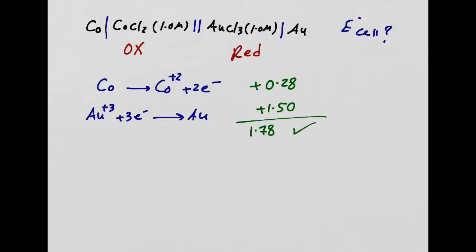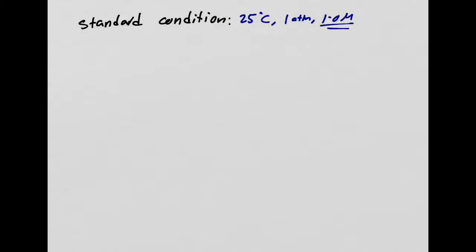All right, so far we can use the SRP to figure out the cell potential of any voltaic cell that I give you. Here's what I want you to pay attention to: so far, everything that we have done has been under standard condition. And what is standard condition again? Standard condition is when you have 25 degrees Celsius, 1 atm, and 1 molar. That's really key.